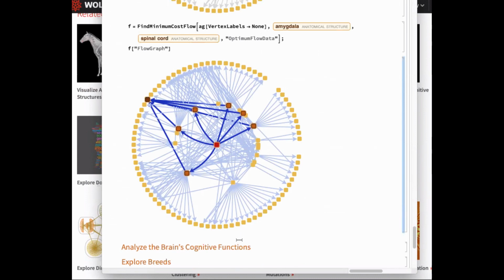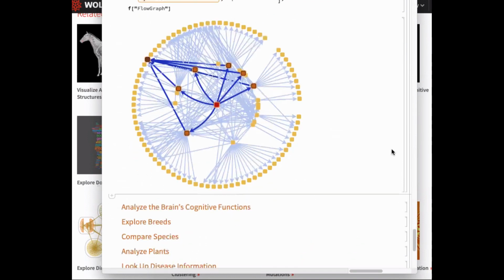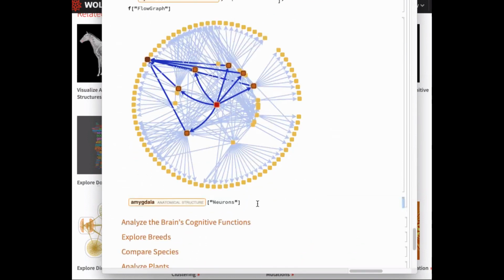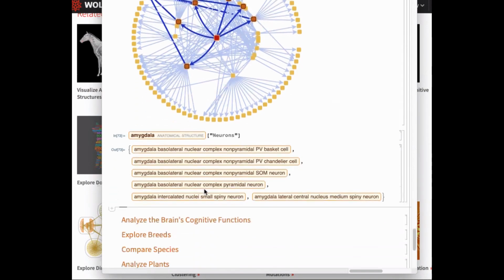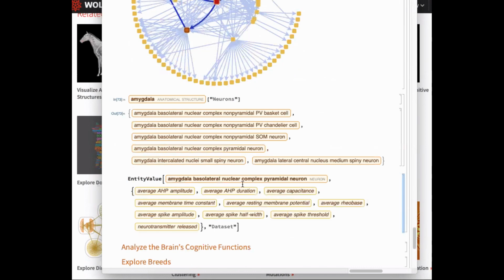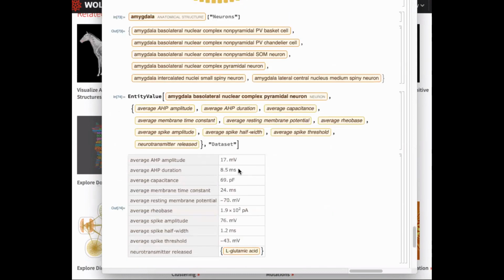And another thing to note is that you can also identify the individual types of neurons found in a particular brain region. For example, you can find the neurons found in amygdala. And this result returns the list of neuron entities. And further computation allows you to explore their electrophysiological properties.